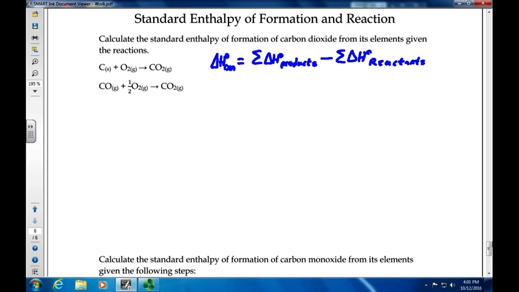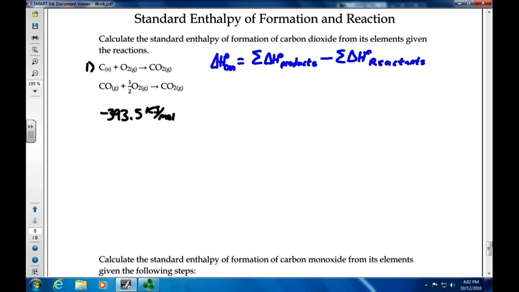So for this first one, we're going to call this number 1. It says your solid carbon plus oxygen gas is going to yield CO2. That's a reaction. Well, anytime you're looking at this, you're going to want to start with your products. Going to the table in the back of your book, you will find the standard heat of formation for CO2 is negative 393.5 kilojoules per mole.